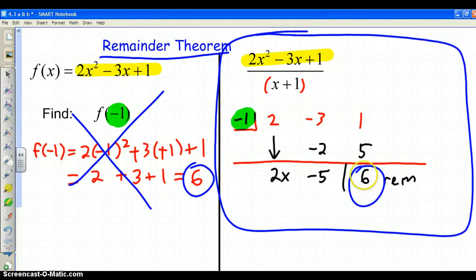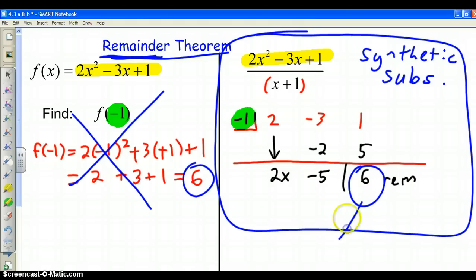But this is the method I want. Two things you might see: use the remainder theorem, or you might see the words use synthetic substitution, which is code word for use the remainder theorem. That is your answer. Don't circle that as your answer if this is the question: use the remainder theorem to find out what f of -1 is. You're going to use synthetic division and circle your remainder as your solution.